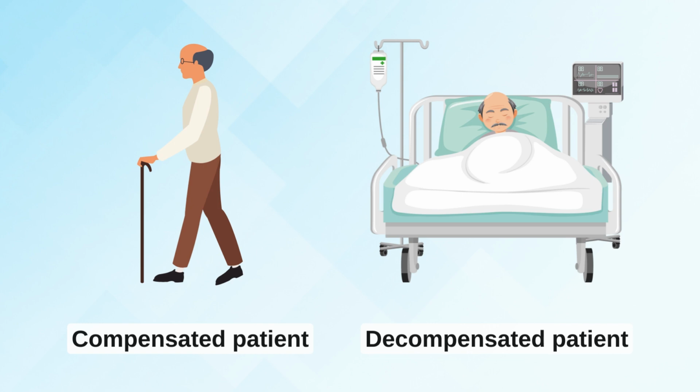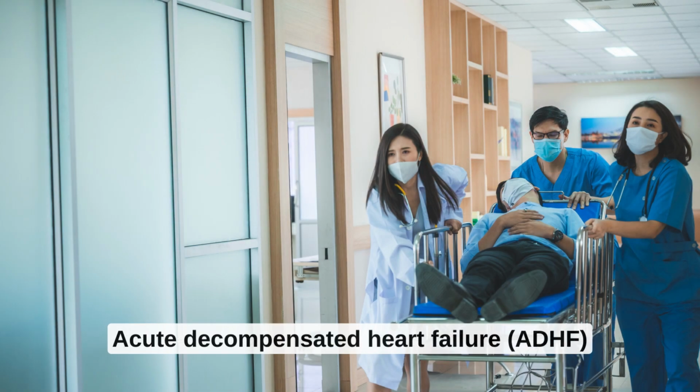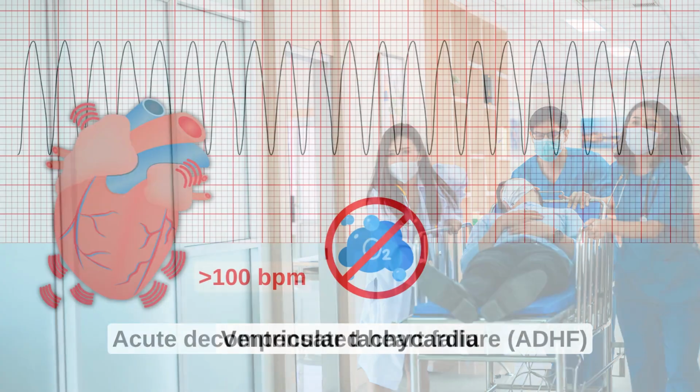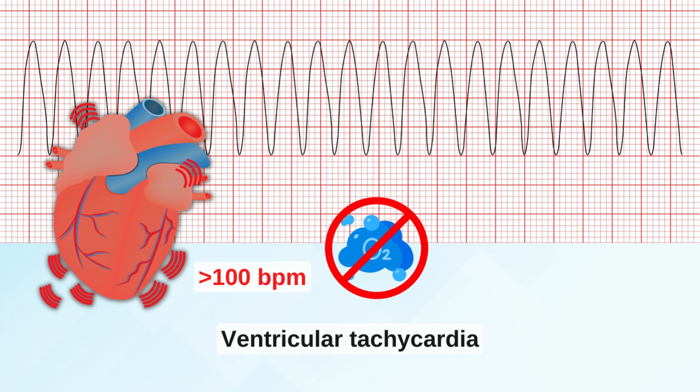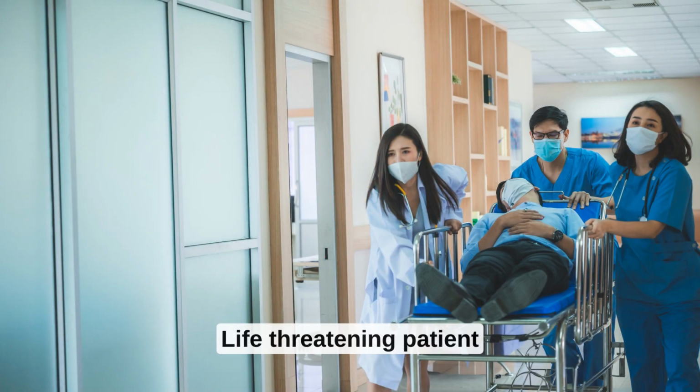And also we can divide this decompensated patient now in the hospital into somebody who is unstable. When we deal with somebody who has decompensated acute heart failure and is also at the same time very unstable, then we are dealing with somebody who has a ventricular tachycardia. So the ventricle pump function is pumping more than 100 beats per minute. He gets almost no oxygen into his body. He has very difficulty breathing, and as we said, a lot of fluid everywhere. In this way, we call it a life-threatening patient.